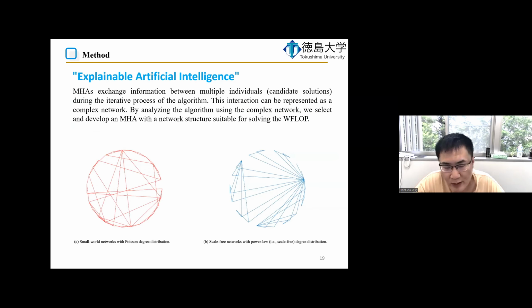So I try to use complex networks to deal with this problem. MHAs exchange information between multiple individuals during the iterative process of the algorithm. This interaction can be represented as a complex network. By analyzing the algorithm using the complex network, we select and develop an MHA with a network structure suitable for solving the WFLP.